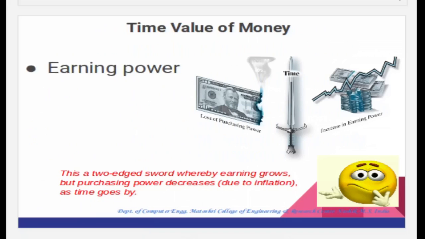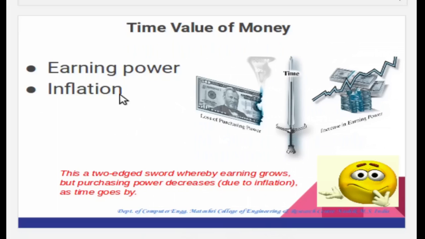Money has a time value because it can earn more money over time. That is called earning power. Money that is available at the present time is worth more than the same amount in the future due to its potential earning capacity. Money also has a value because its purchasing power changes over time.